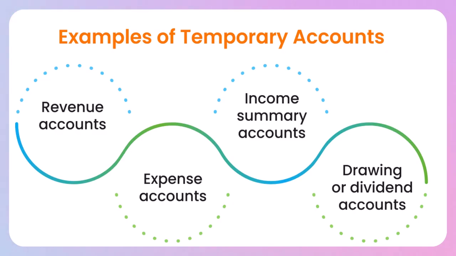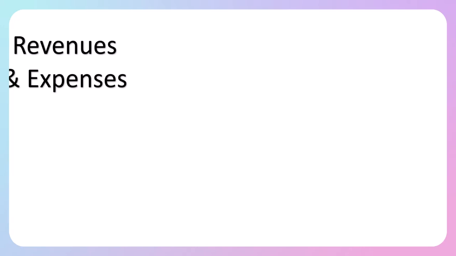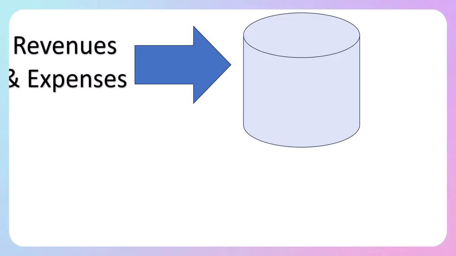But we have accounts that are temporary, and those are what we see on our income statement: revenues, expenses, and any kind of owner's draw or dividend accounts. We also have this most temporary of all accounts, which is income summary, which is really a pass-through account. And what we end up doing is we take our revenues and expenses, and we send them to this kind of temporary holding bucket. And that temporary bucket is income summary.